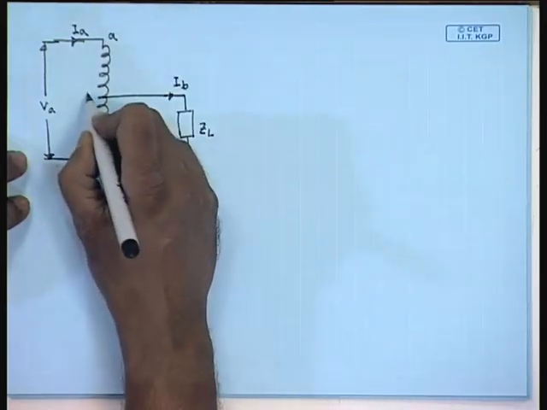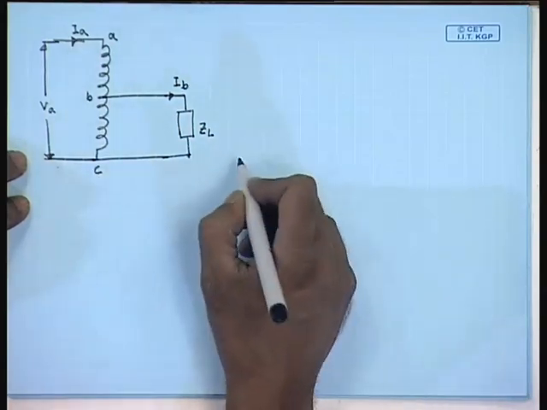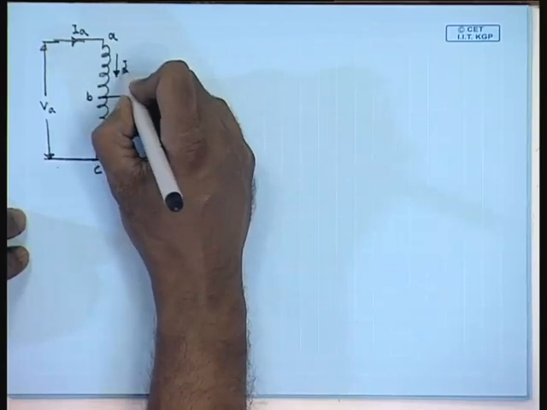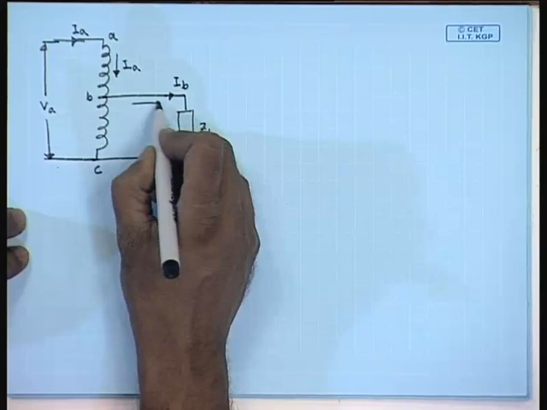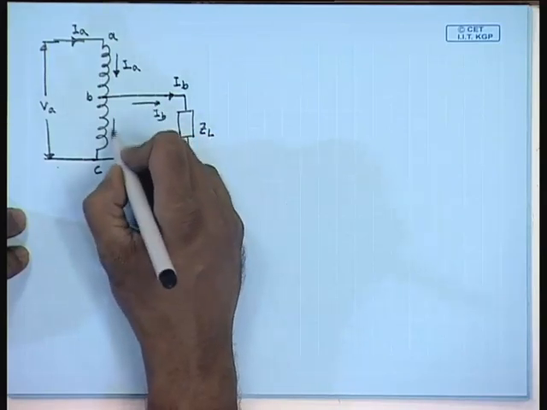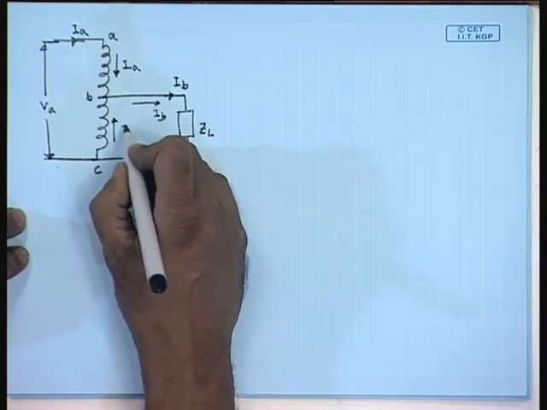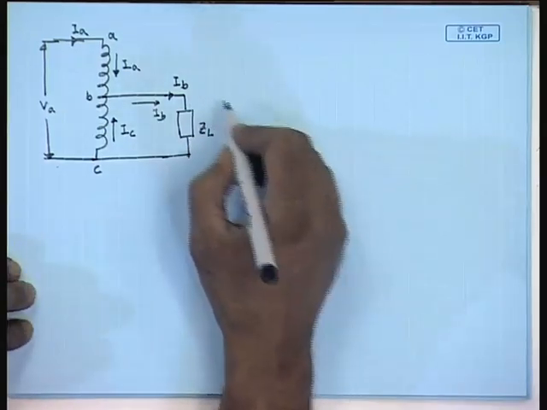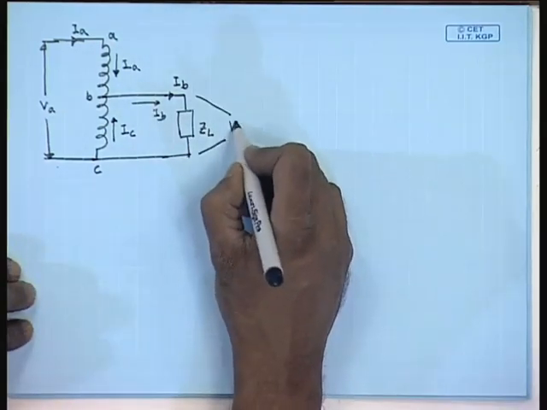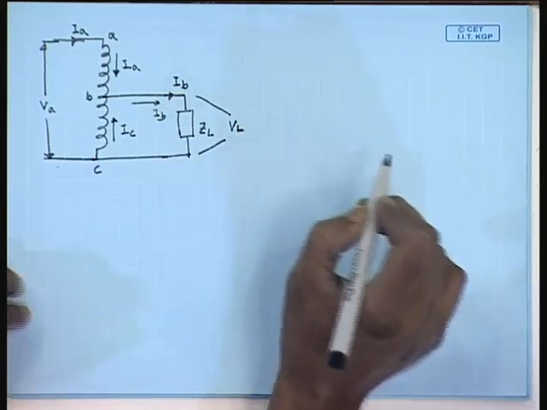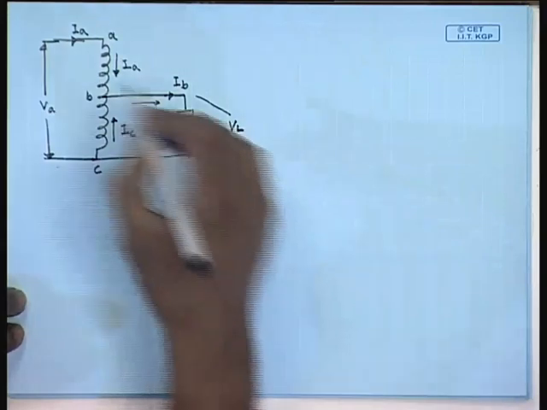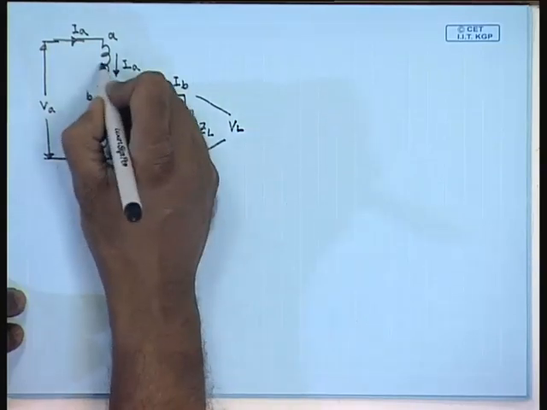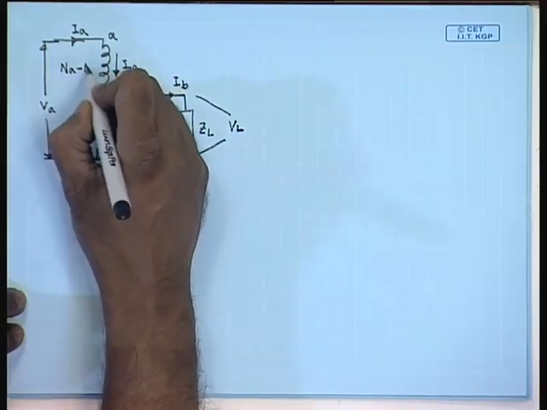This point let us call A, this B, this C. This current is IA, this current is IB, this current is IC, and the load voltage here is VL. The number of turns in this section is NB and in this section is NA minus NB.